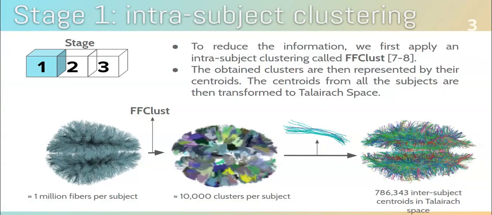We use tractography datasets with about a million fibers per subject from 79 subjects of a HARDI database, representing in memory more than 70 gigabytes of information. To compress the tractography information of all subjects while maintaining the underlying structural information, we apply a fast clustering method called FFClust on each of the 79 subject datasets, obtaining about 10,000 clusters per subject. As the clusters are compact along their trajectories, each cluster is represented by its centroid.